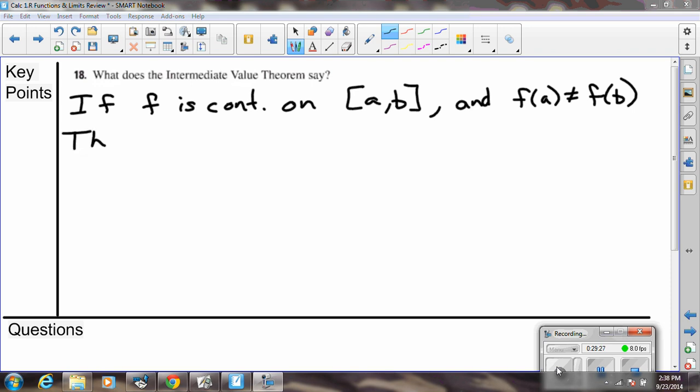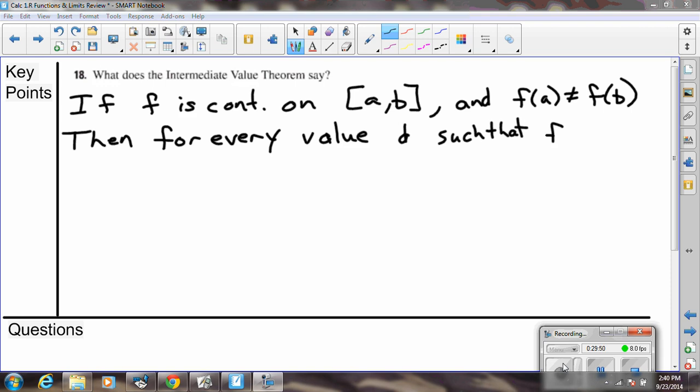then for every value d, and I realize these are not the letters that your textbook uses, but for every value d such that this d is on our y-axis, you'll note the way I'm writing this up assumes f of b is higher than f of a. I'm making the assumption that this is an increasing function, although strictly speaking, it's absolutely true if we had a decreasing function as well. It's easier to write it up this way and just assume with the picture that we have this piece.